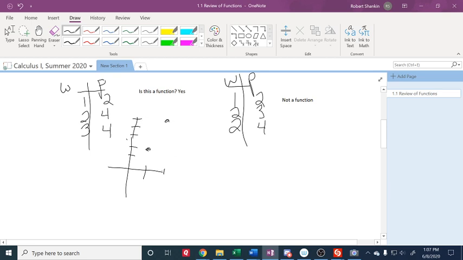When you have the input of 3, you have the output of 4 again. Now this function, this right here, passes the vertical line test. Any vertical line will go through this graph only once.